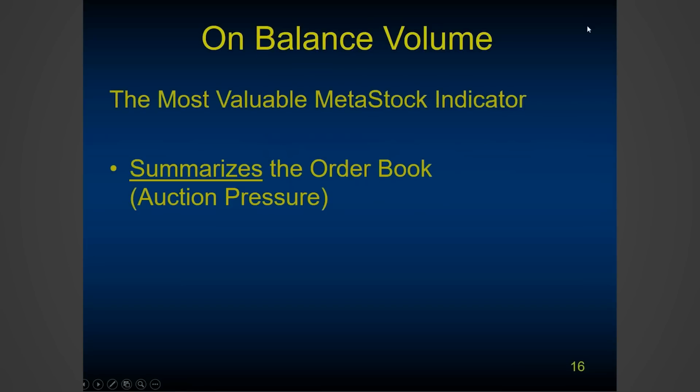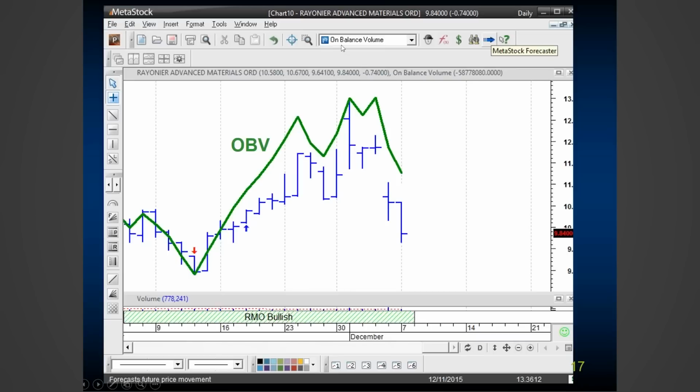So here's the indicator. No drum roll, I'll just flip right to it. There's an indicator in MetaStock called the on-balance volume indicator. And by our reading, it's the most valuable MetaStock indicator because it summarizes the order book. It summarizes this auction pressure for you, and it does it in a way that's very easy. This is what it looks like.